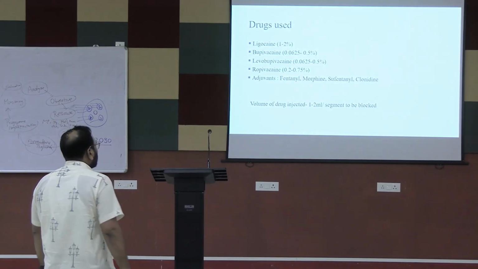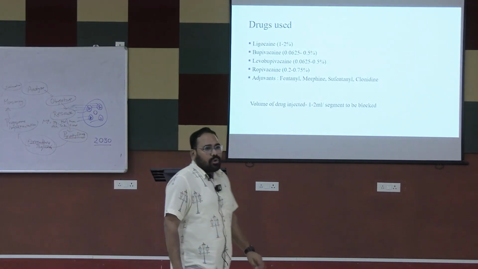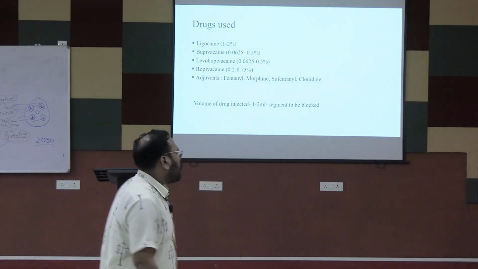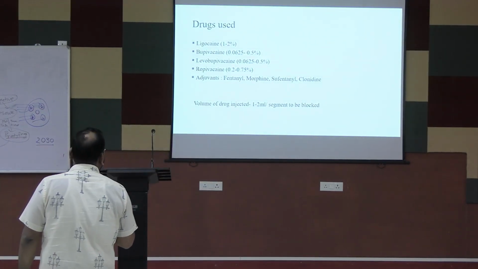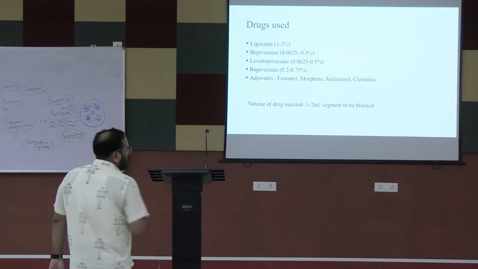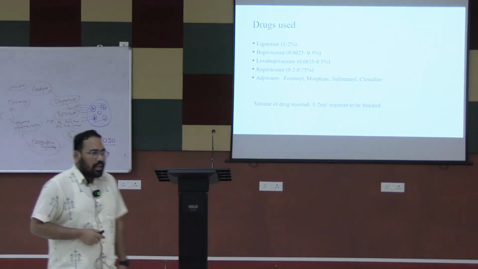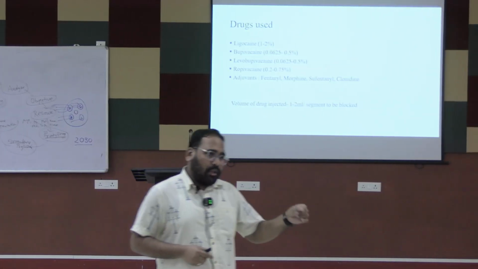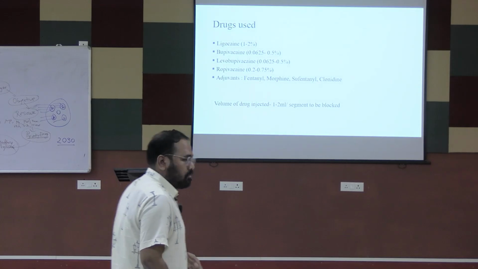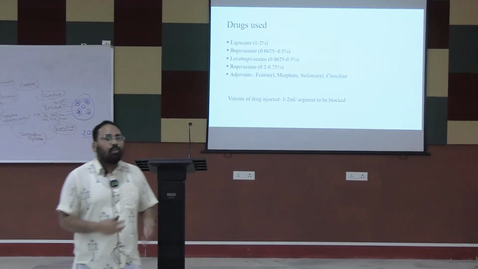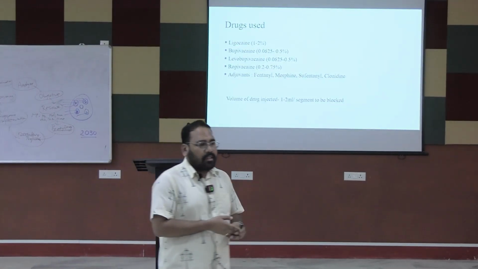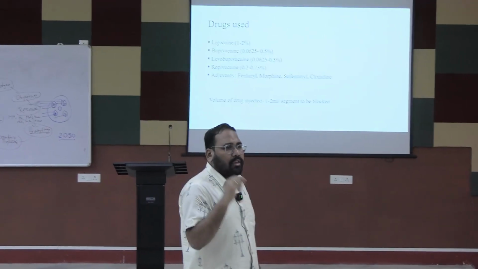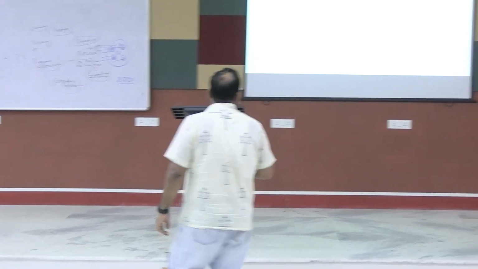So what are the drugs we use? We use local anesthetics, and along with that, we also use adjuvants. So what are the local anesthetics? Like lignocaine, bupivacaine, levobupivacaine, ropivacaine, those are the local anesthetics we use. And adjuvants are the drugs used along with the local anesthetics to prolong the duration of action of the drugs. Now, how much drug will you be giving? There is a dictum that for blocking each segment, you need to give 1 to 2 ml of drug. So here ends the epidural anesthesia.